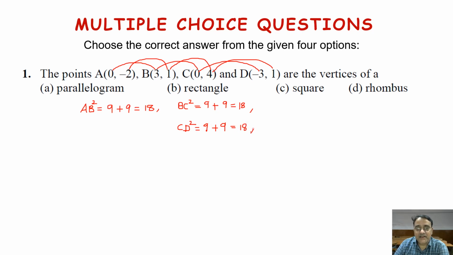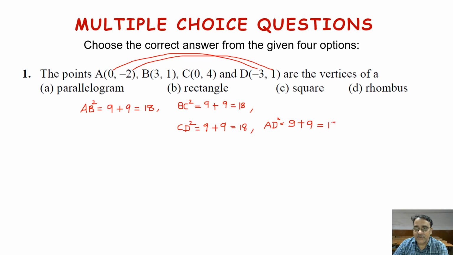Right. Now the last one is left, AD. AD square. So AD square के हम लोग क्या करेंगे? एक मिनट ये हटा देते हैं. AD, minus 3 minus 0, whole square, that is 9, and minus of 1 minus of minus 2, plus 2, that is also square, we are getting 9. So all sides are equal we got.